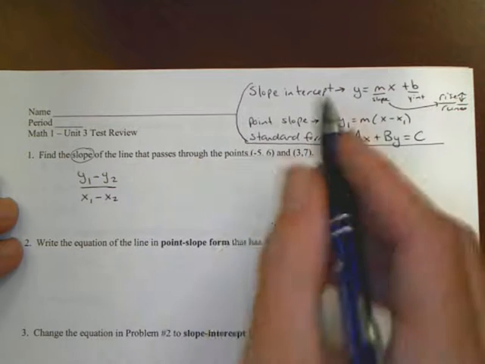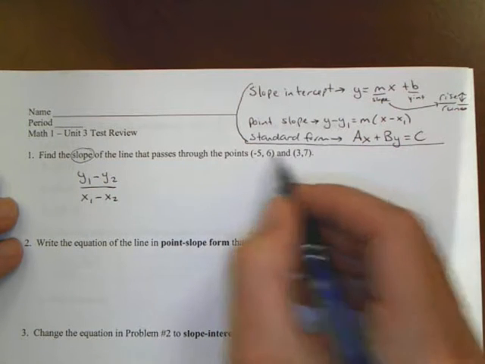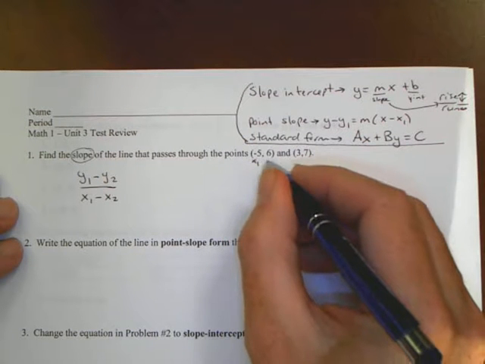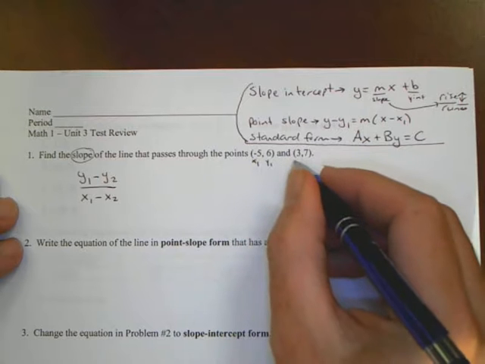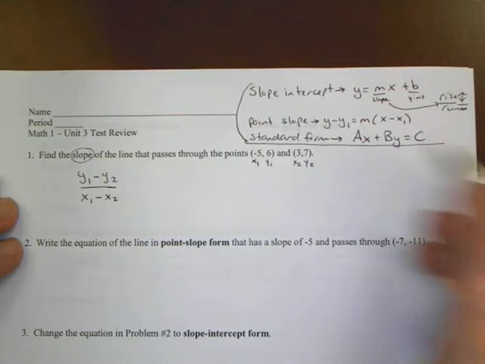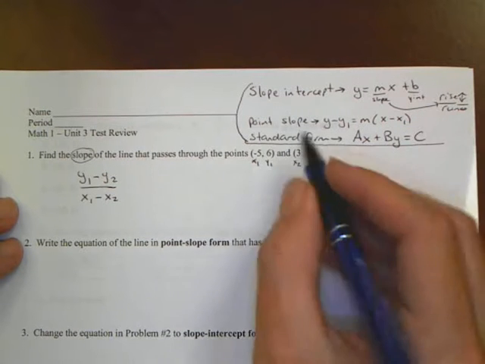If you recall, it didn't really matter which one of these you wanted to call y1, y2, x1, x2, as long as you were consistent. So if you wanted to make this your x1 value and this your y1 value and this your x2 value and this your y2 value, you could do that. That's not a problem at all. So it's totally up to you how you want to do that. So let's pretend we did it this way.